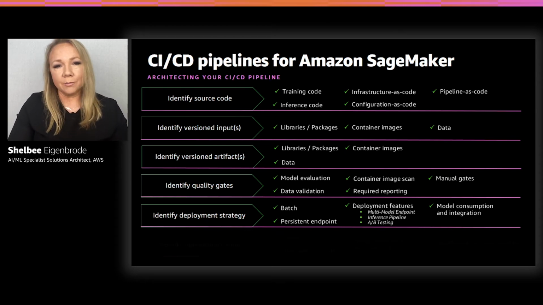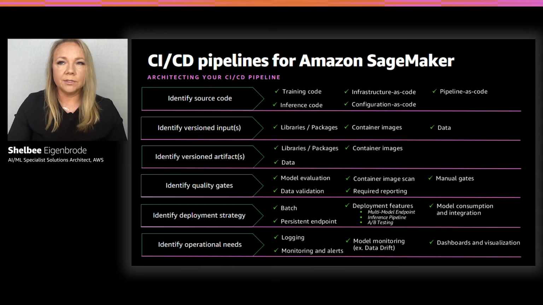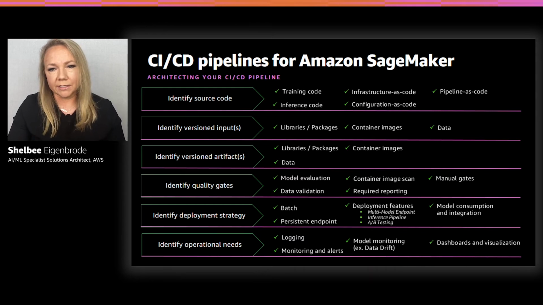Finally, identify the operational needs up front. This is where cross-functional project teams are important to be able to understand the logs and the metrics that are important to each persona of your cross-functional team. Consider shared dashboards and visualizations that provide easy access to those metrics.